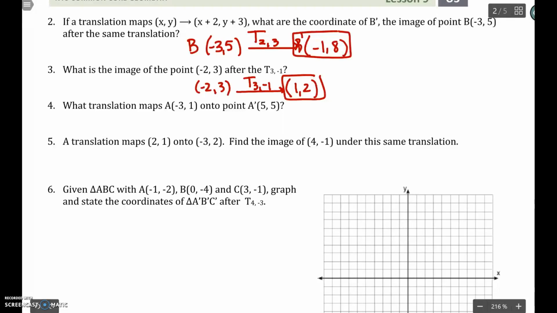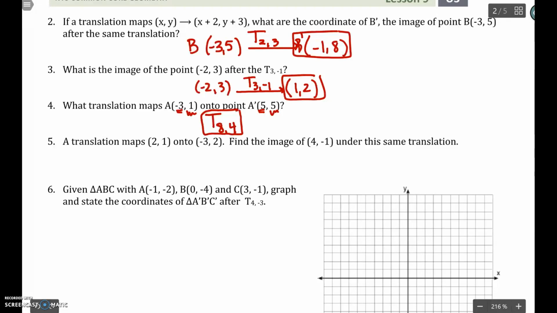Okay, so in this one, it's backwards. They're asking what is the translation? So what happened? How did they add to get from negative 3 to 5? Negative 3 plus 8 makes 5. How did they add to get from 1 to 5? They had to add 4. And so this is the translation.